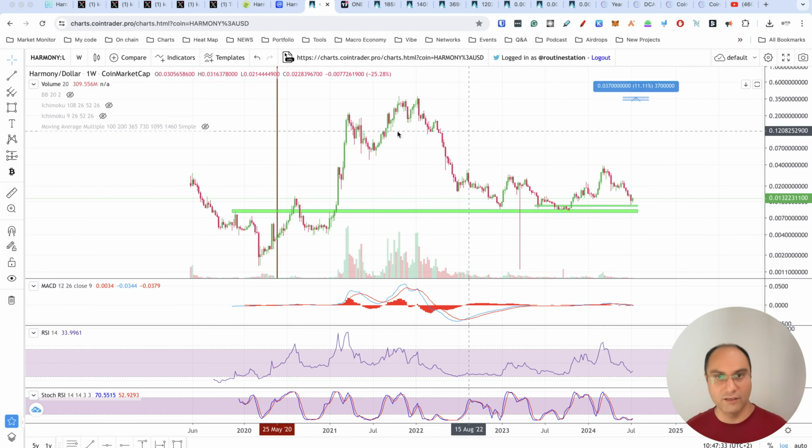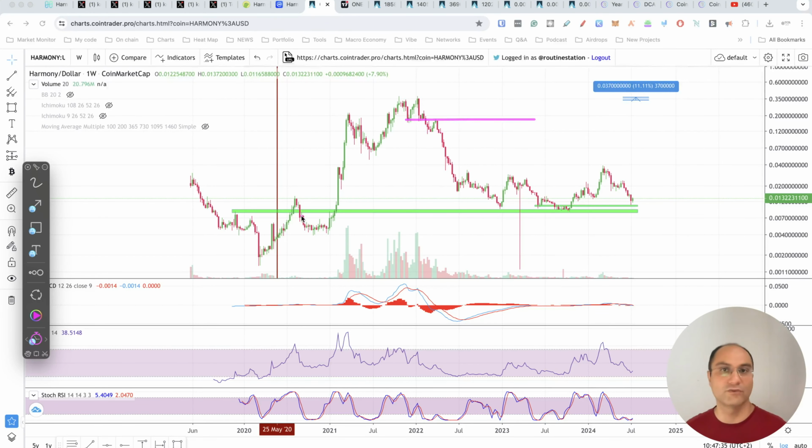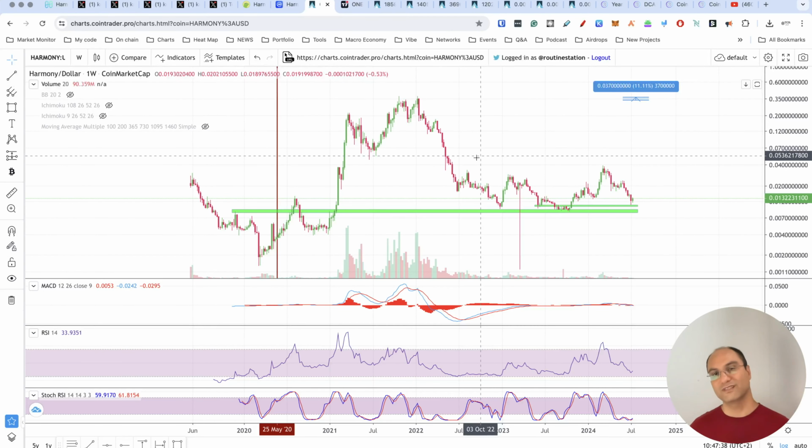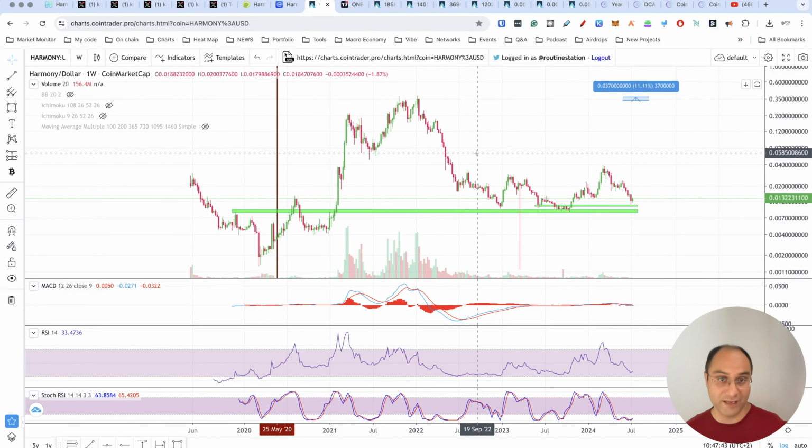These are the levels. We can see some resistance around this area. These are the levels, around 20 cents also. Heavy resistance for Harmony after passing this 5 to 6 cents area.